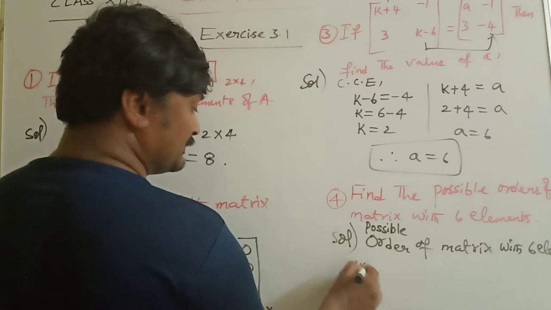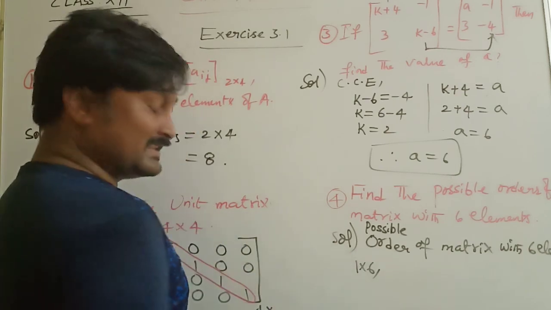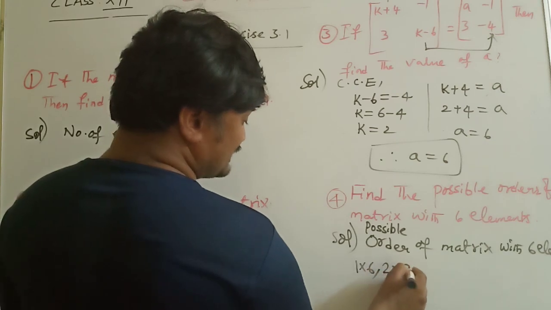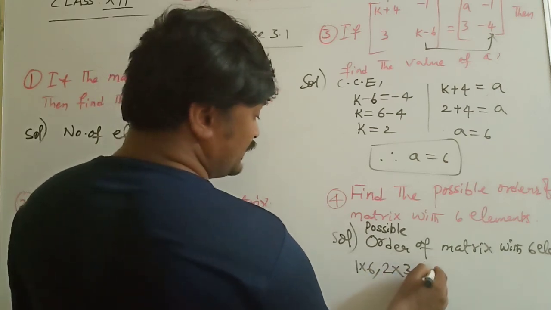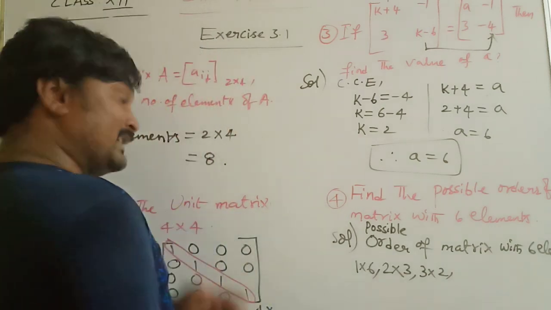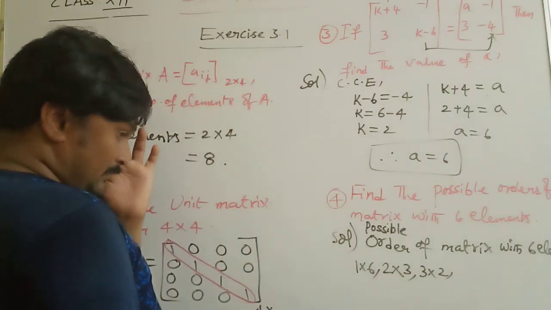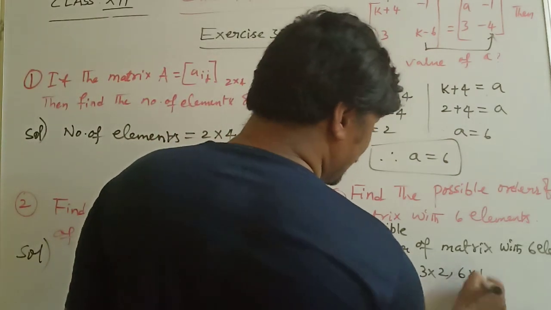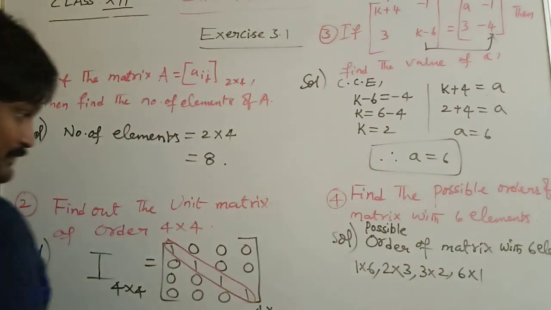First, the 1 table: 1 6s are 6, so 1 by 6. Next, the 2 table is possible: 2 3s are 6. Again the 3 table: 3 2s are 6. The 4 table and 5 table are not possible. Then the 6 table: 6 1s are 6. After that, anywhere else you cannot get 6 elements.